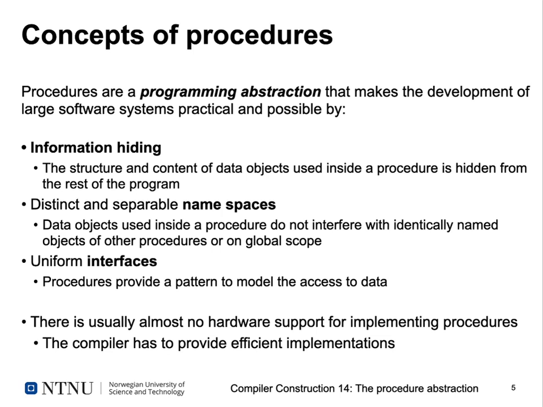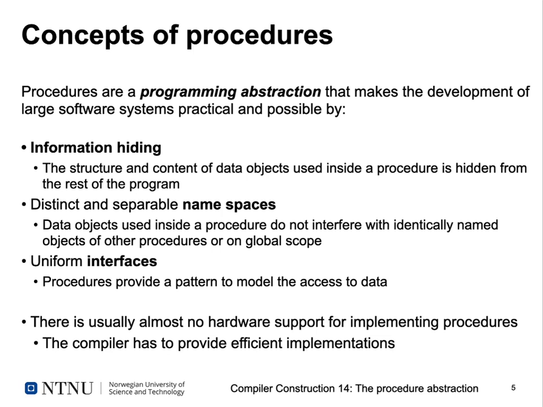The third advantage we have by using functions and procedures is that we have uniform interfaces. So procedures provide some sort of a pattern to model the access to data. So we cannot just write over global variables and then have some code executed to work with the mess we generated, but we know we can, for example, provide access only through a given parameter, and we can check the values of this parameter and so on.